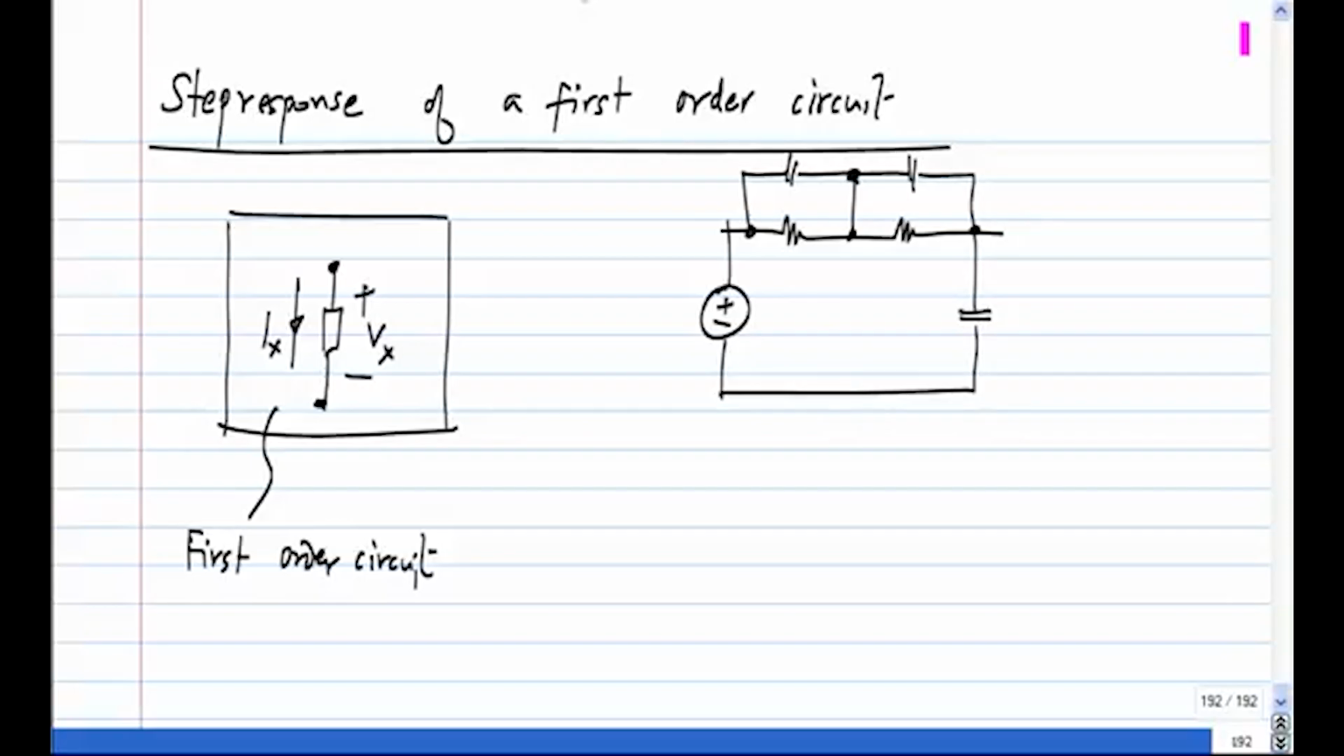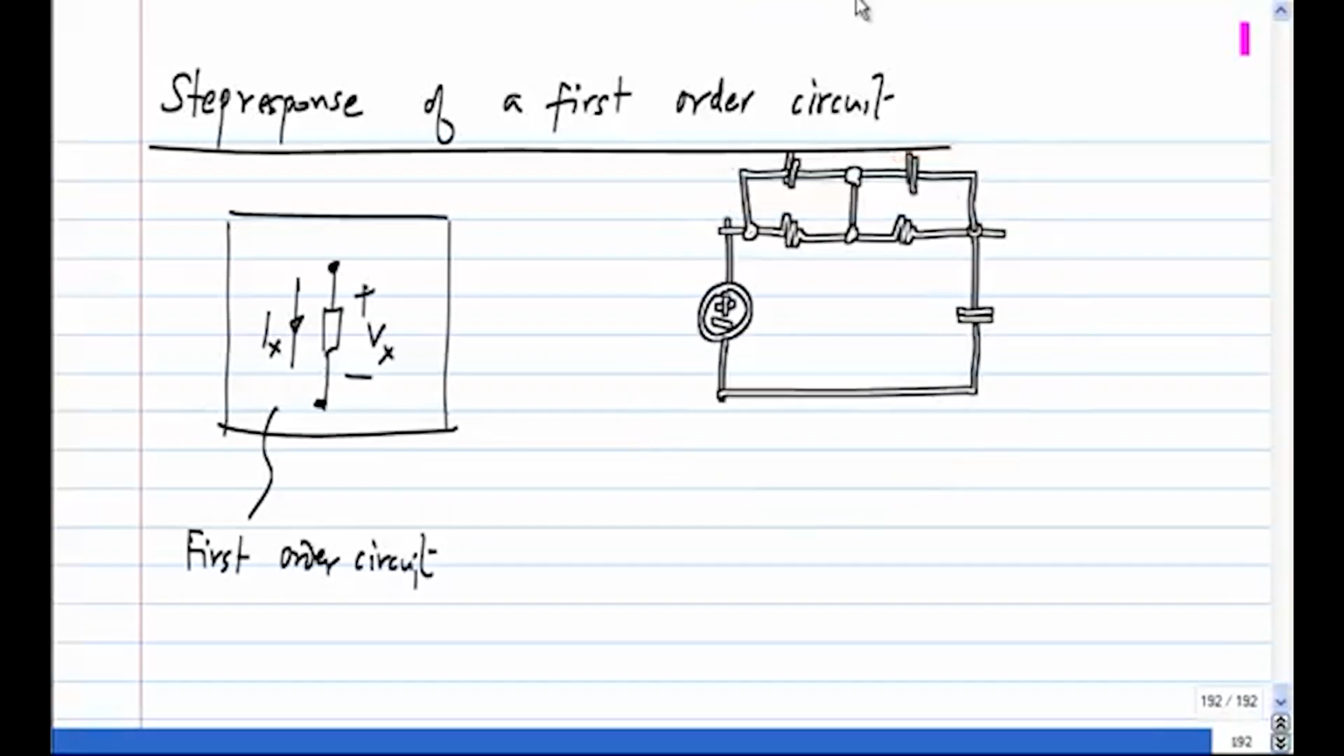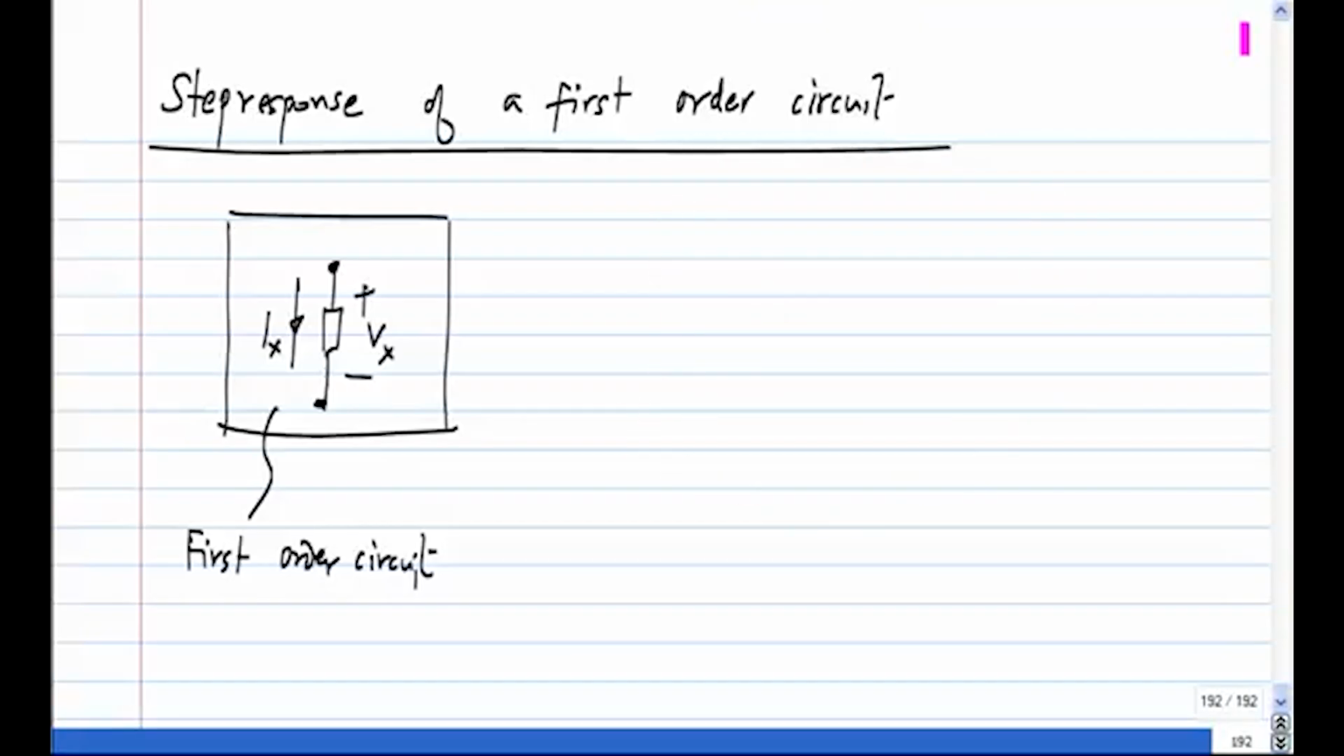This is also a first order circuit with some caveats, that when you set the source to 0, I will get this capacitor in parallel with a series combination. Like I said, the series combination always comes with some subtleties, but we'll ignore those things for now and call that a first order circuit. Now, a step response means that the input, or it could have multiple inputs, but let's consider a single input which steps up.